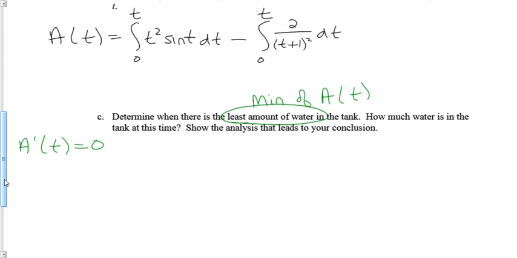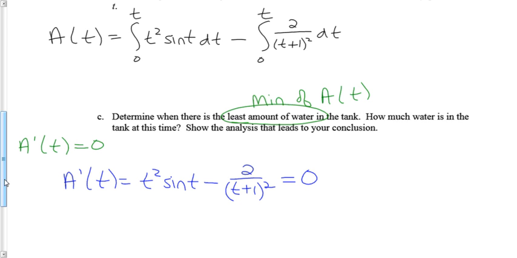We're going to do a derivative now of that. So if I technically take the antiderivative of the first term, I plug in the t, I plug in the 0, I subtract, then I take the derivative of that, all I'm going to end up with is the same thing. So A prime of t is going to be t squared sine t minus 2 over (t plus 1) squared. That's our derivative. That's it. Now, I want to know where that is equal to 0. And again, calculator active question, so let's go ahead and ask our calculator.